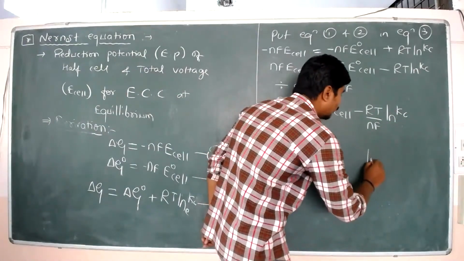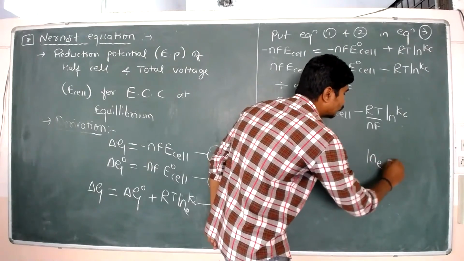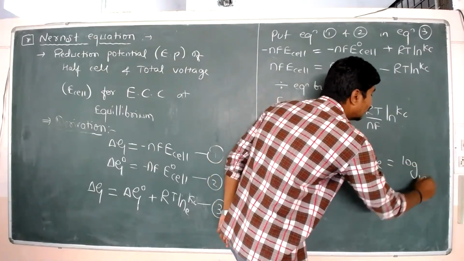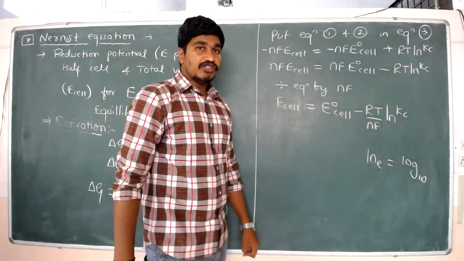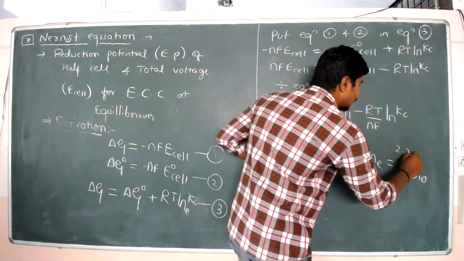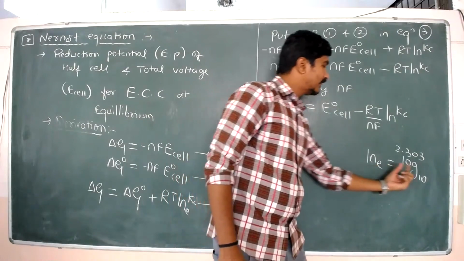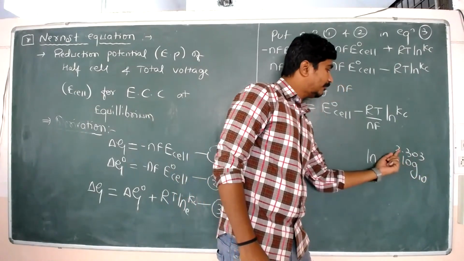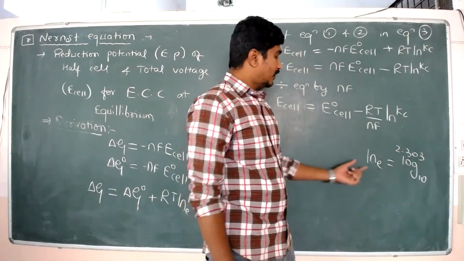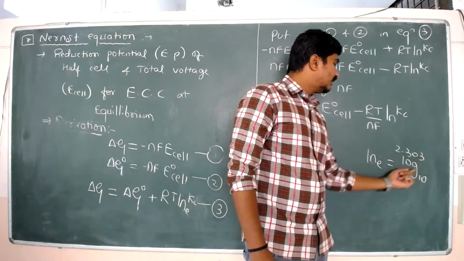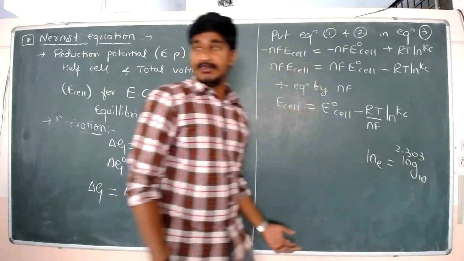Here I want to convert this ln to log base 10. What should I multiply by? 2.303. The natural log, base e, is converted to base 10 by multiplying with 2.303. That is, ln is equal to 2.303 into log 10. What happens now?